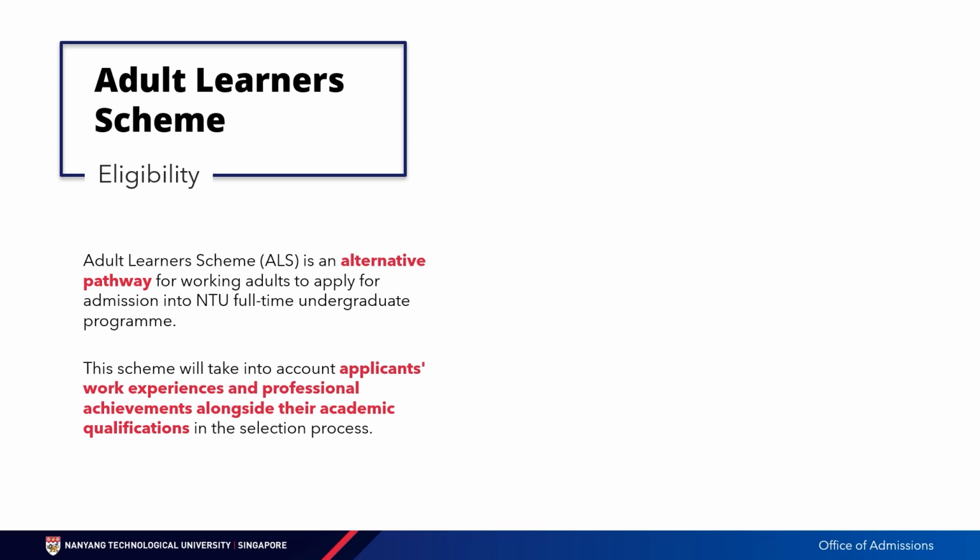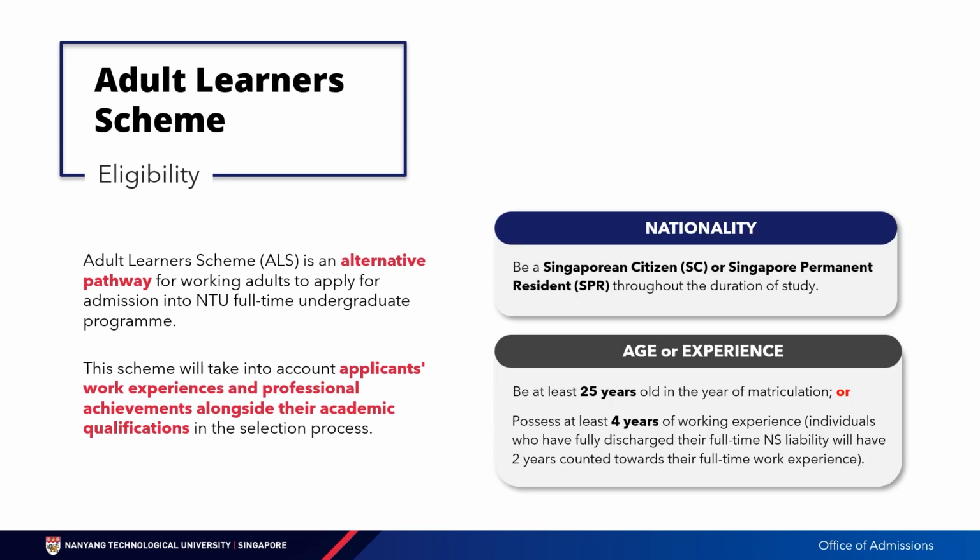Candidates who are at least 25 years old in the year of matriculation or possess at least 4 years of working experience may apply for admission under the Adult Learners Scheme. Shortlisted applicants may be invited to attend an interview.